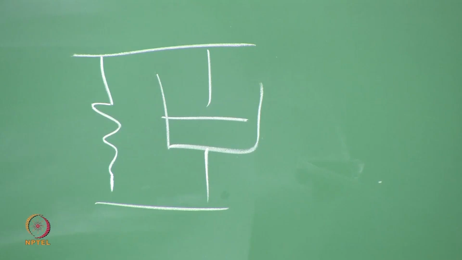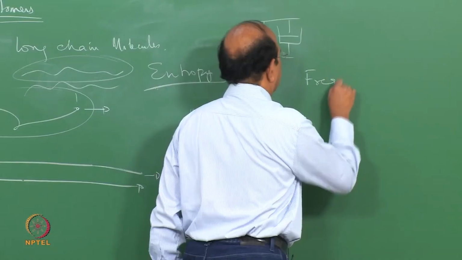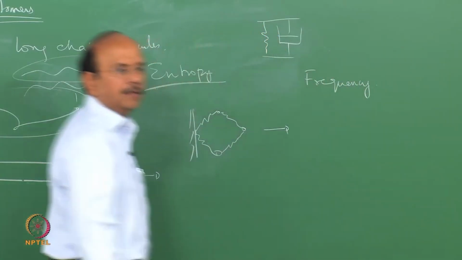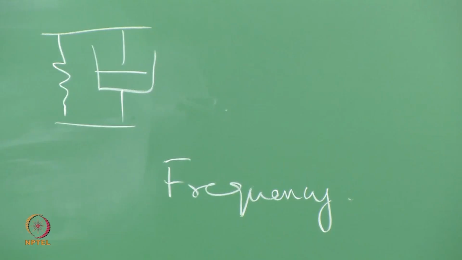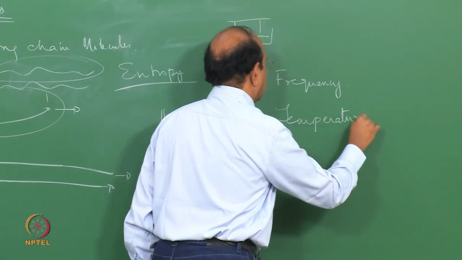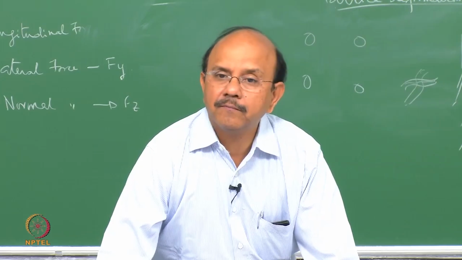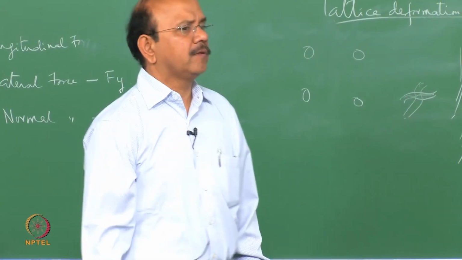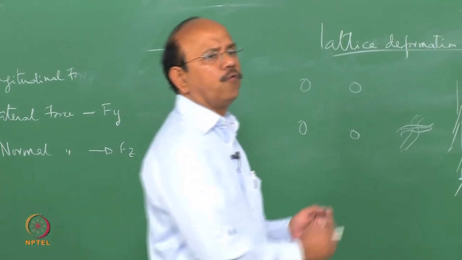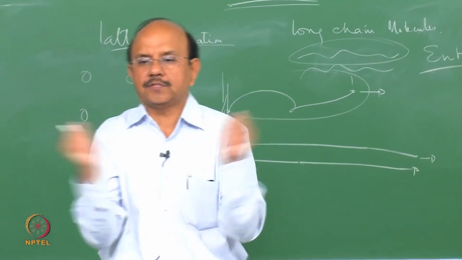Two factors become important in their interaction. One is what is called the frequency. The other is what we call temperature. These two become important. And interestingly, you will see that the mechanisms are similar, and hence there is a relationship between the two. What do I mean by frequency? Frequency tells me how fast I'm going to pull. Let's say that I'm pulling it and releasing it. How fast I'm going to do this.